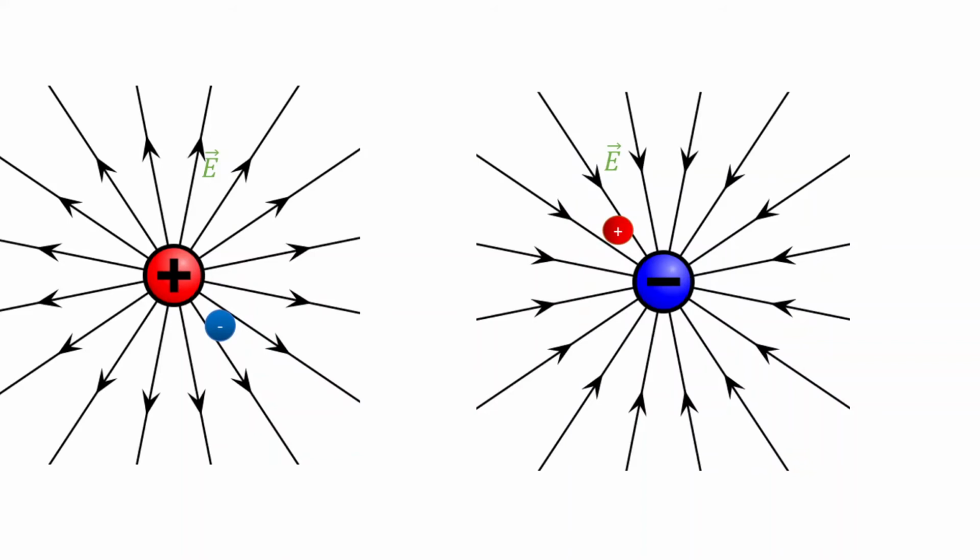So the positive charges will move along the direction of the electric field, and the negatively charged particle will move in the opposite direction of the electric field. This is a very easy concept, but very important and essential.